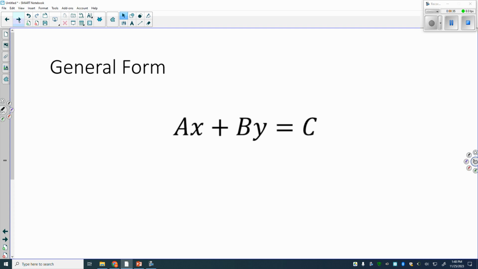A, B, and C are numbers. They're whole numbers. They aren't fractions. And x and y are still variables. These are two other forms. We're still going to tend to use the slope-intercept form most, at y equals mx plus b. But these other two, they have their place and they're useful, and we're going to see that today.